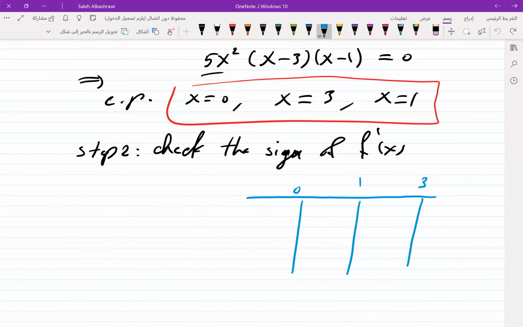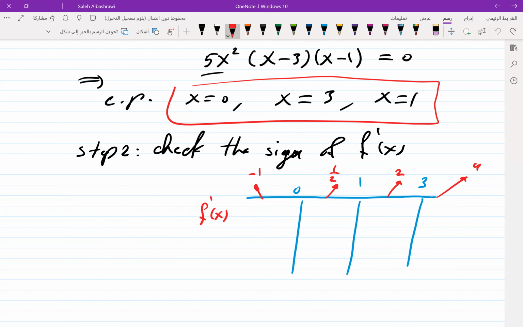For each one of them, just to check the sign, I will choose something called the testing point. Less than 0, I will choose minus 1 as a testing point for the derivative. Between 0 and 1, I will take 1/2. Between 1 and 3, 2. Greater than 3, I will choose 4. We need to just check the sign of the derivative. No need to see the value, I need just to check the sign.